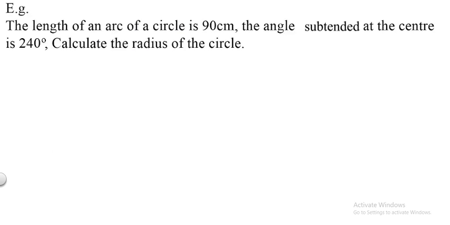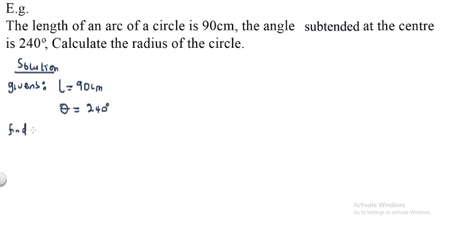For our third example, we are told that the length of an arc of a circle is 90 centimeters. The angle subtended at the center of the circle is 240 degrees. Calculate the radius of the circle. Solution. Like we do normally, we write out our givens. The length of the arc is 90 centimeters. The angle subtended at the center is 240 degrees. And then we are told to calculate the radius of the circle.